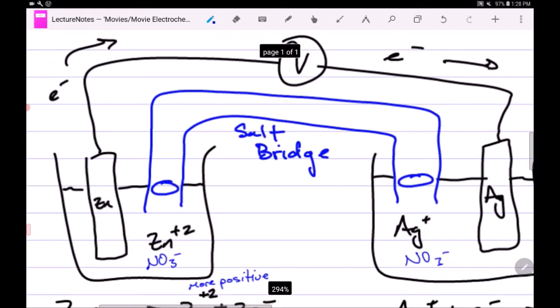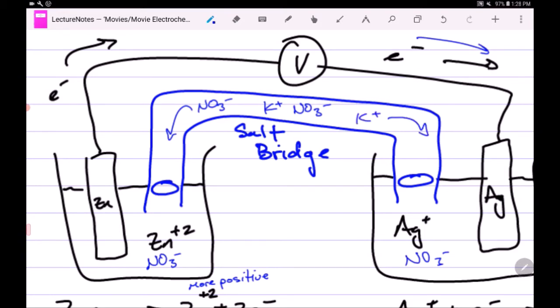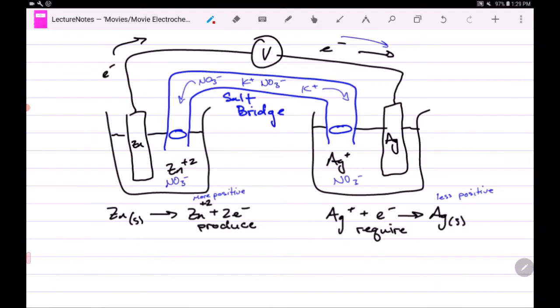So it's usually filled up with some sort of spectator ion type solution, something that's not going to want to be oxidized or be reduced. If the electrons are moving to the right, then the nitrate ions are going to want to move to the left. So the spectator anion will move in the opposite direction that the electrons are flowing. Now, if the nitrate is moving to the left, then the potassiums are not needed there anymore, and they'll flow to the right.